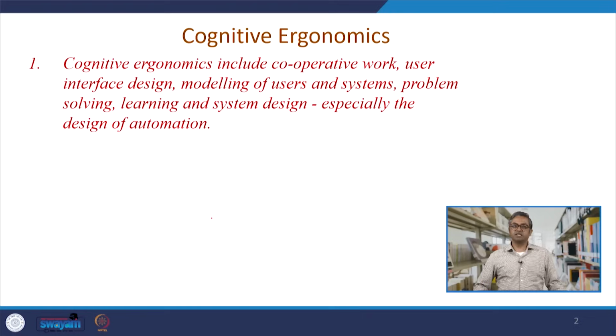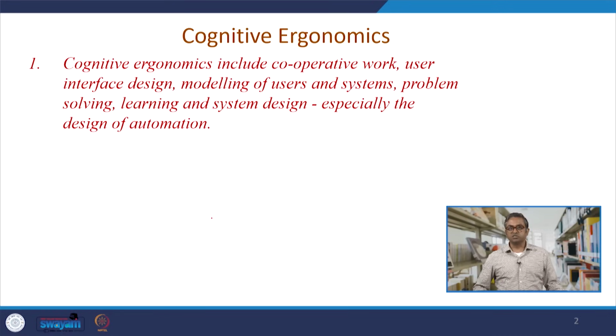Hello everyone. Today in the series of lectures on cognitive ergonomics, we are going to have lecture 2, Introduction to Cognitive Ergonomics. As we studied in the previous lecture what cognitive ergonomics means, and as it is comprised of two words, cognitive plus ergonomics, we take this lecture forward and understand in detail some of its applications and its impact.